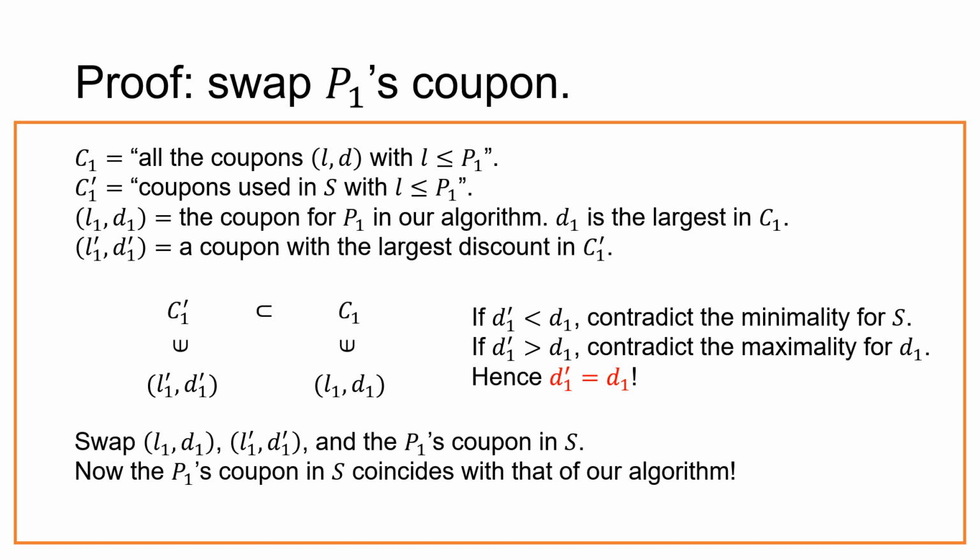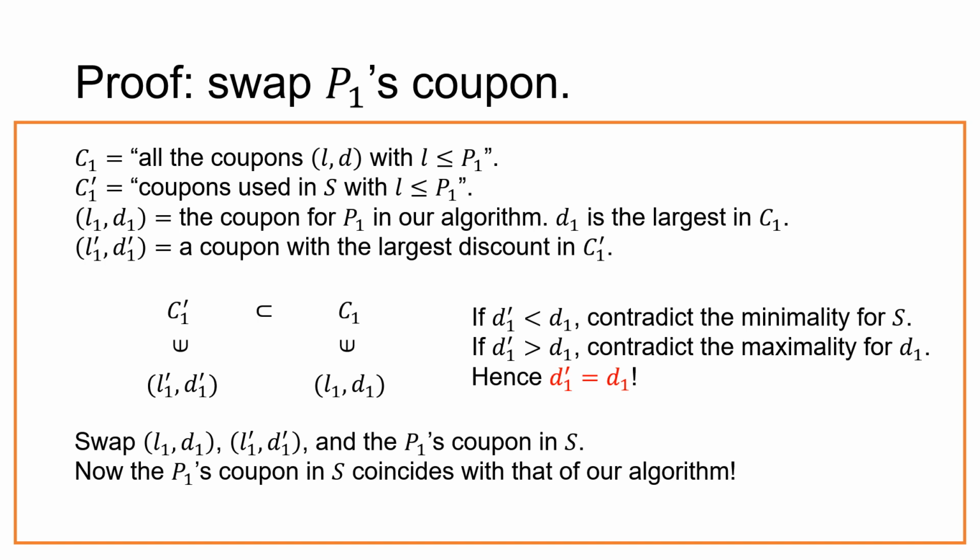(L1', D1') denote the coupon with the largest discount in C1'. It is crucial to differentiate between (L1, D1) and (L1', D1'). While (L1, D1) is used for P1 in our algorithm, (L1', D1') may not necessarily be used for P1 in construction S. The relationship between these notations is illustrated in the left diagram. We can now prove that D1' equals D1.